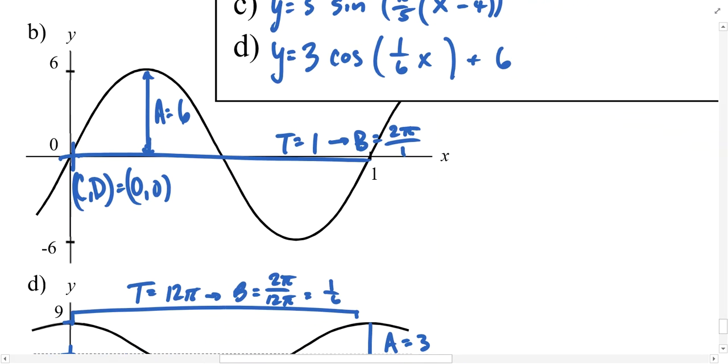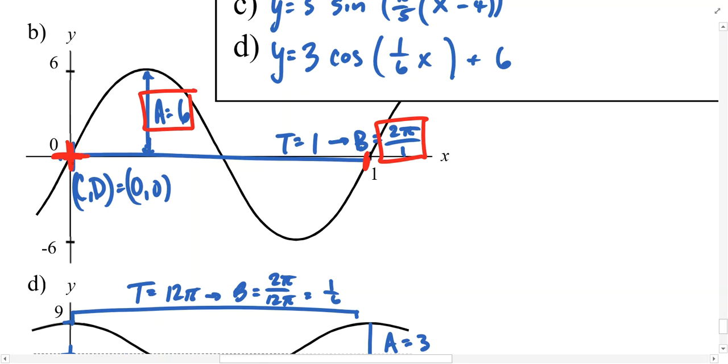For part B, our a value is 6 because the midline to the peak is 6 units. Our t value is 1. The cycle completes in 1 horizontal unit. So 2 pi divided by 1 means that our b value is equal to 2 pi over 1. So we've got an a and a b value.